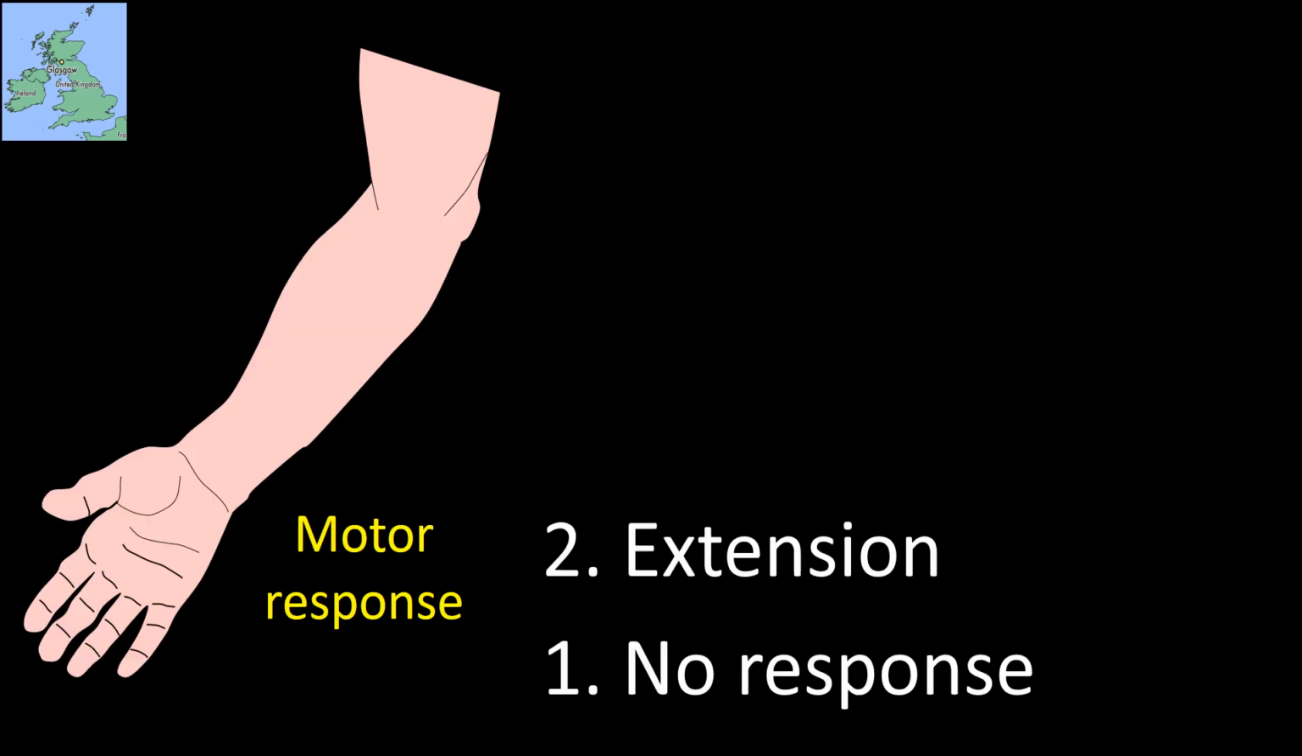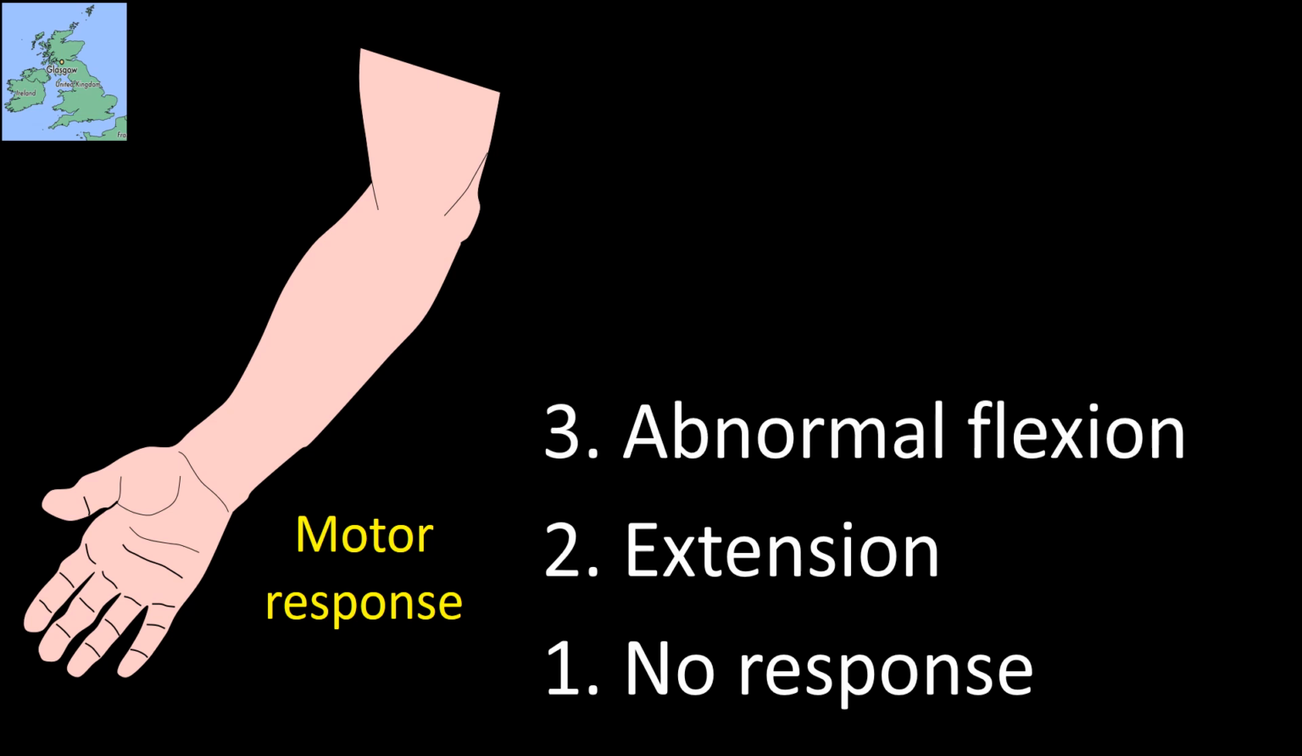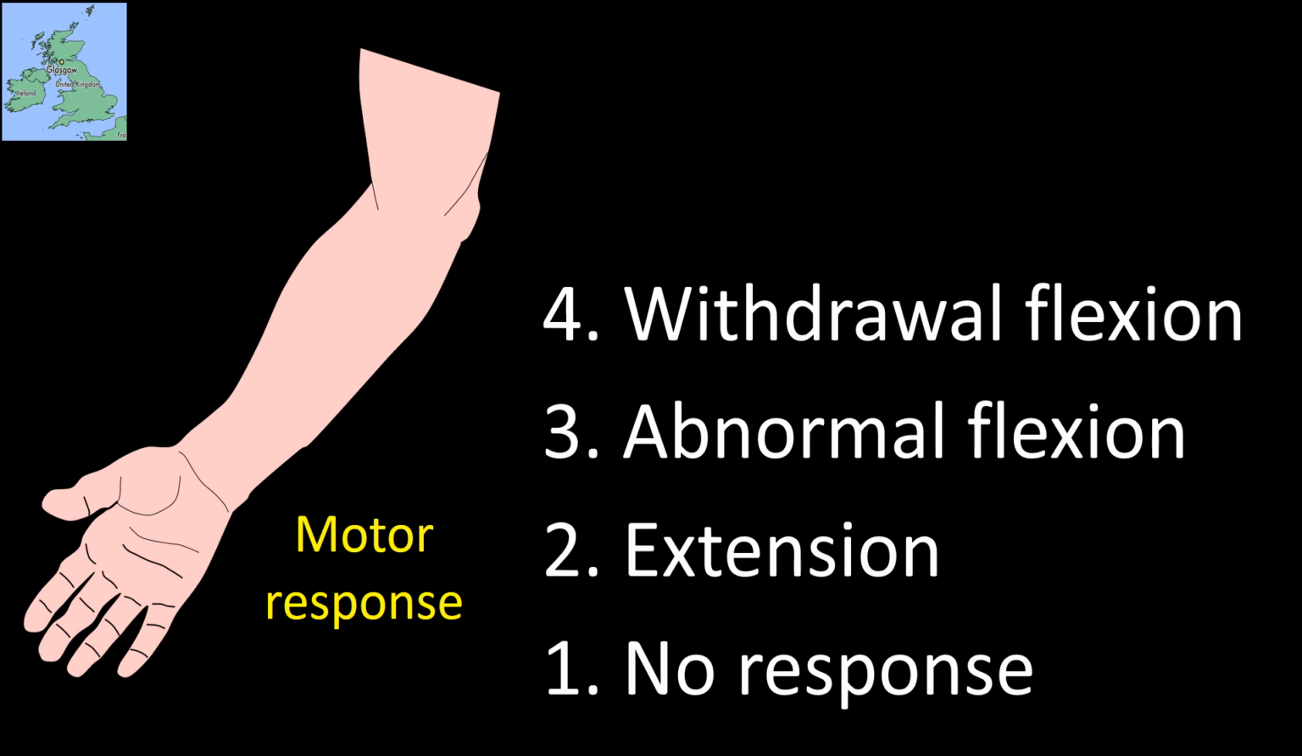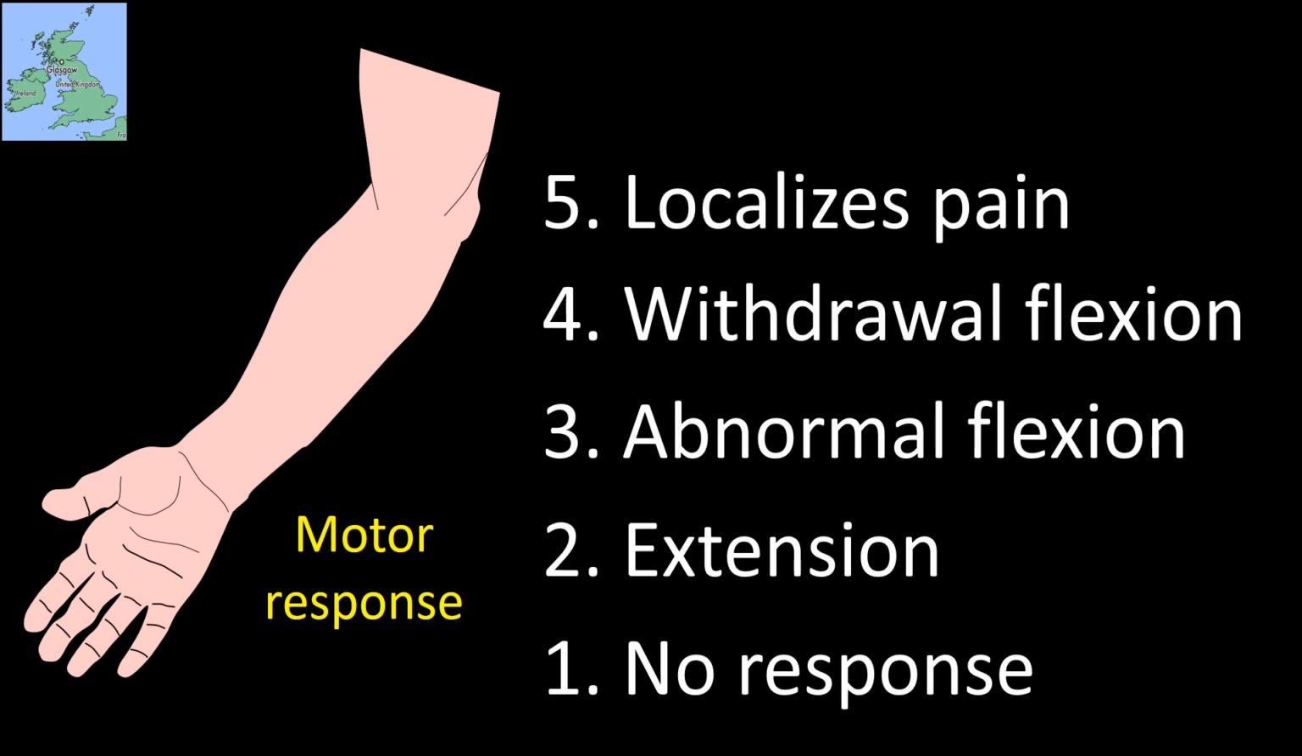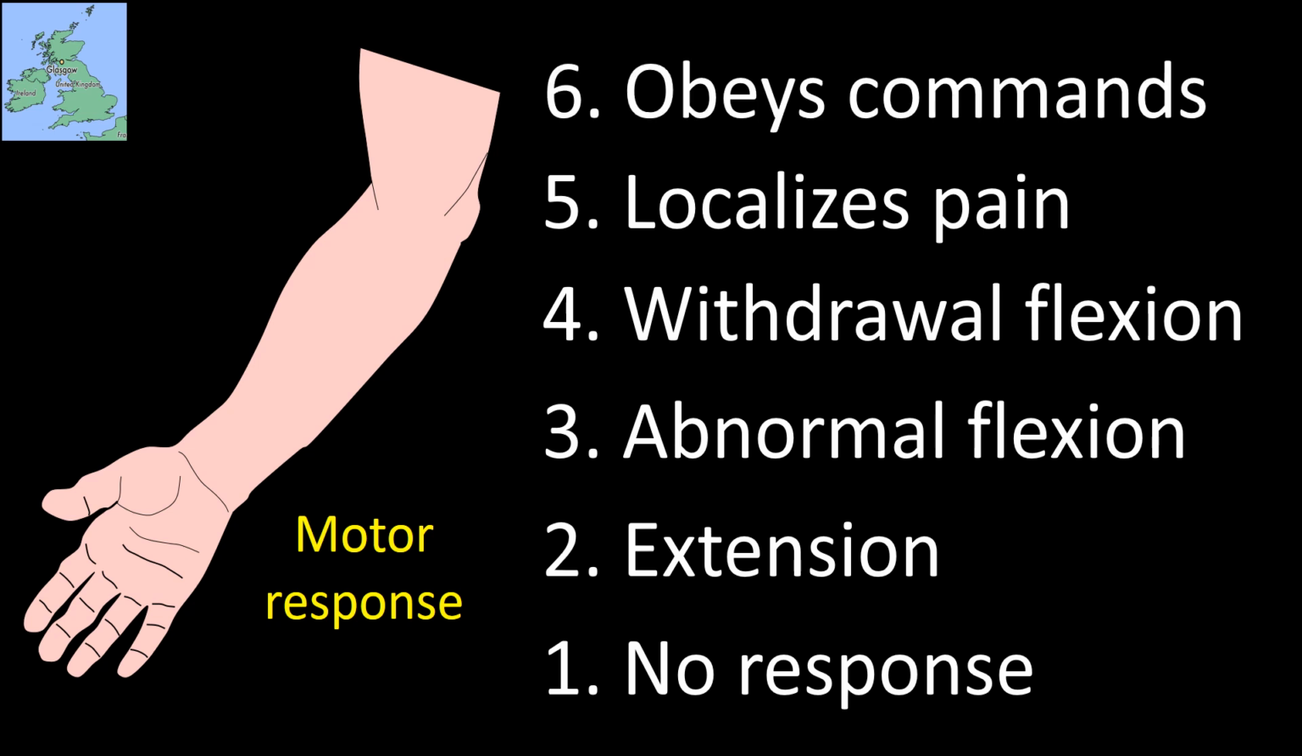During motor evaluation, the patient is given 1 point for no response to pain, 2 points for extension of the limb being stimulated, 3 points for abnormal flexion of the limb being stimulated, 4 points for withdrawal flexion of the limb being stimulated, 5 points for localizing pain to the site of the stimulus, and 6 points for obeying oral commands such as touch your nose or move your right leg.